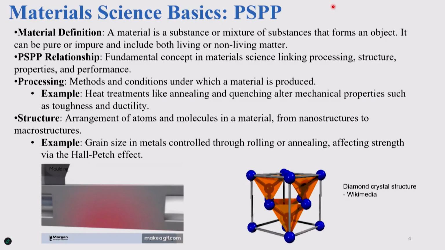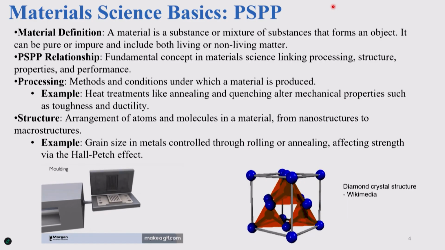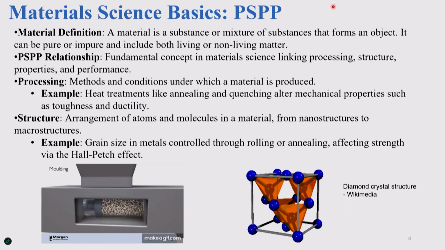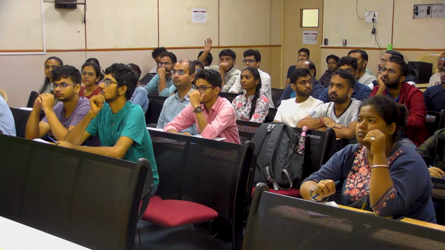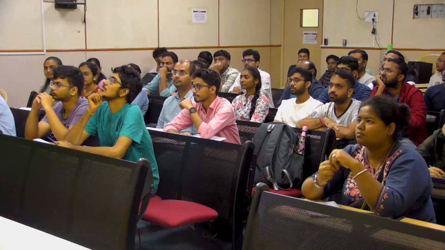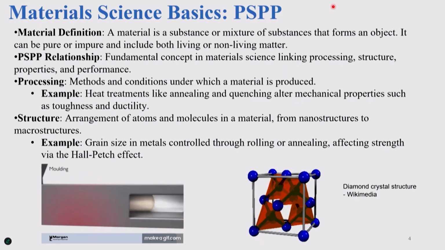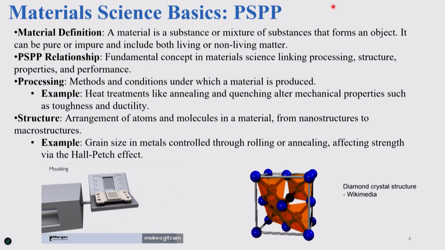I'm pretty sure you have seen this kind of figure over and over if you are a material science major. How many are material science majors? Please raise your hand. So a lot of you. Chemistry, physics, perfect. It's the right crowd to talk to. So in material science, you will hear this kind of mantra. It's called PSPP: processing, structure, property, and performance relationship.